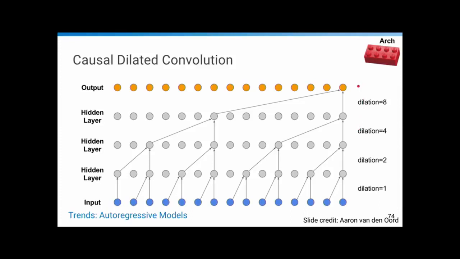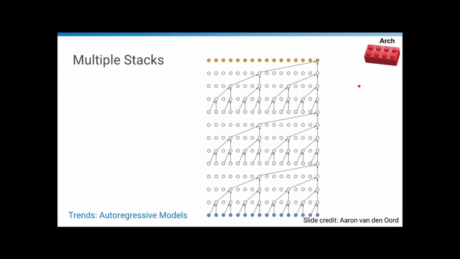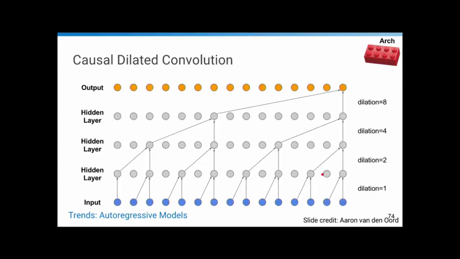This turned out to be very important for modeling audio. And you can also stack these things multiple times. So you have several layers of dilated convolutions where you have a schedule of dilation rates that repeat. So you can have 1, 2, 4, 8, and then several stacks of this repeating.